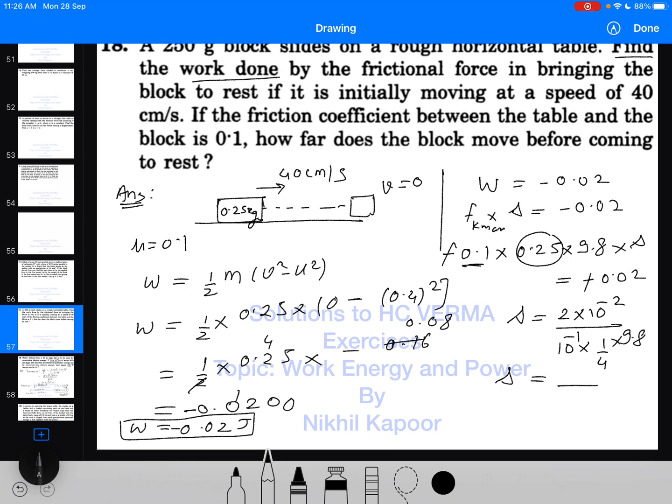On solving I can get the displacement. So let's solve this and get what the displacement is. If I do 4 2s are, when 4 will go up it becomes 8, and we need to do 8 upon 9.8. So what will be the answer to this question? That comes out to be 0.082 meter. So the displacement would be 8.2 centimeter approximately.